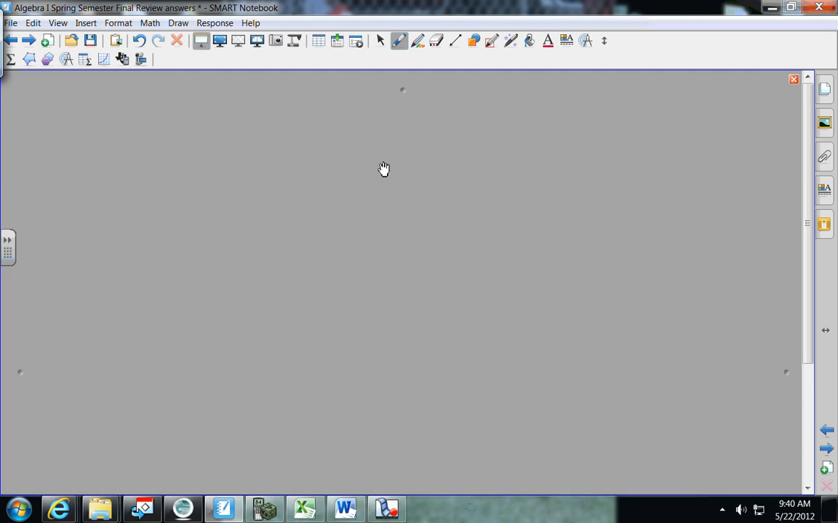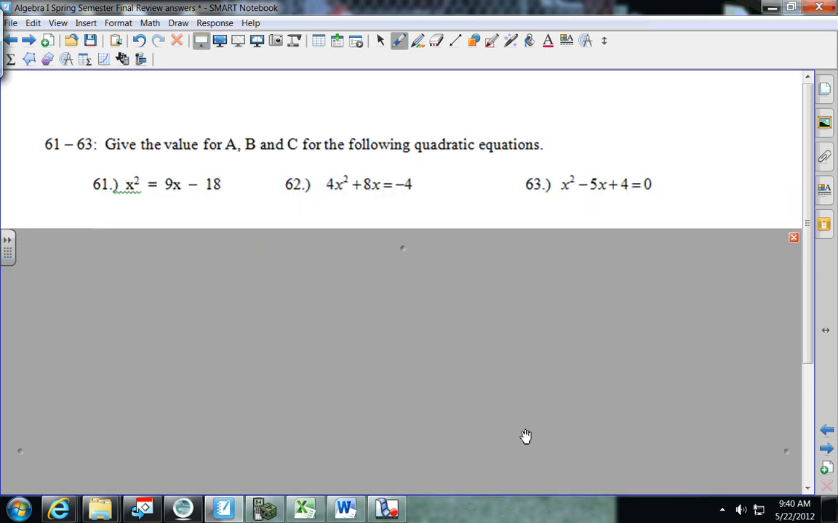Okay, looks like there's a whole lot going on here. Let's break this up into parts. It says, give the value for a, b, and c for the following quadratic equations. Remember that the quadratic function in standard form is ax squared plus bx plus c equals 0. You have to make all of these equal 0. Now on this one, a lot of people try and move the x squared over to the right. We want to keep our x squared positive.